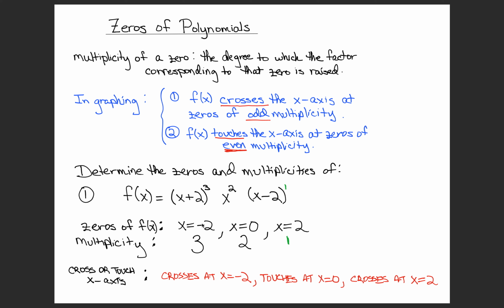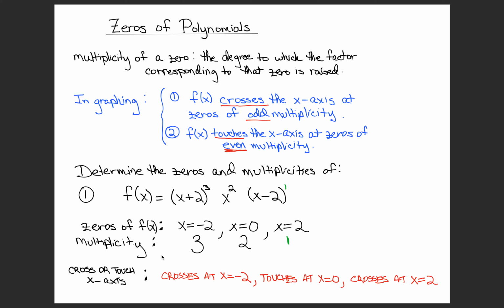Now for the multiplicities of the zeros, for x equal to negative 2, this stems from x plus 2, which is raised to the third. Thus, the multiplicity of x equals negative 2 is 3. For x equal to 0, this stems from x, which was raised to the second power. So 0 has a multiplicity of 2. And again, x equals 2 originates from x minus 2, which was to the first power. So 2 has multiplicity 1.